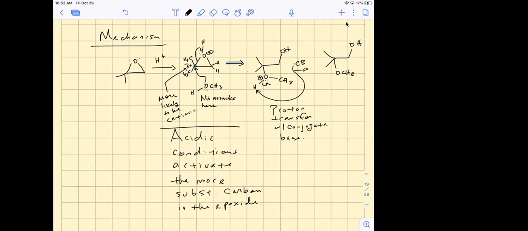All right, but let me see. Yeah, we're over time by 3 minutes. So we're going to stop here. I'll leave that up. But I do need to stop recording. Are there any questions about the epoxide opening?